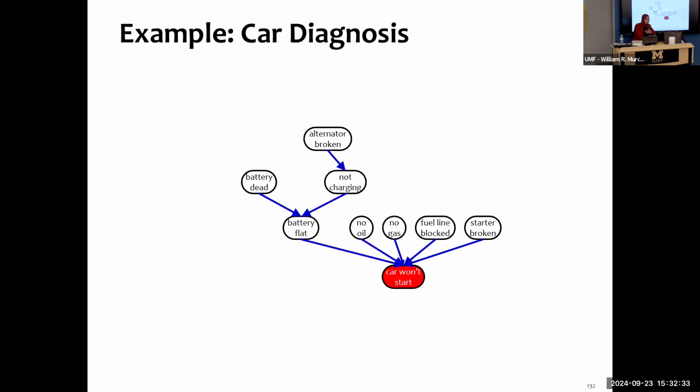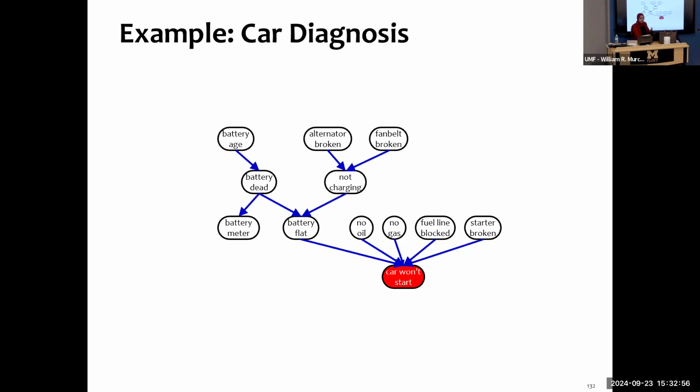So if it's not charging now, my car won't start because my battery is flat. And the battery is flat because the battery is not charging. And maybe that is because the alternator is broken, or maybe because the fan belt is broken. So here we can see that there are unlimited possibilities, and from each possibility we can go to another one.